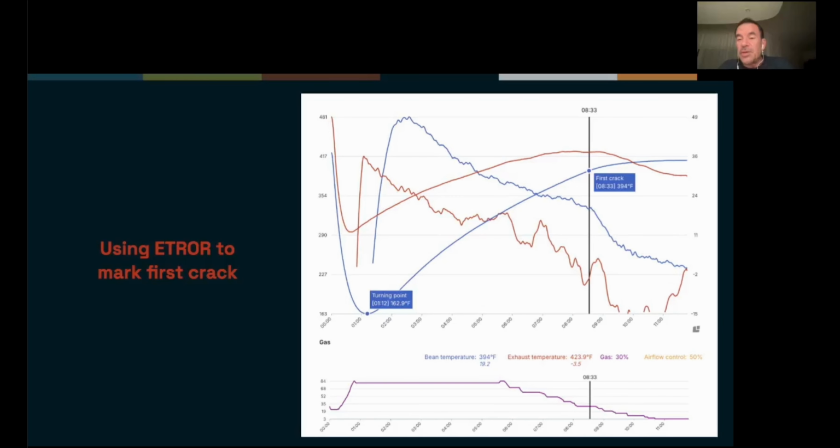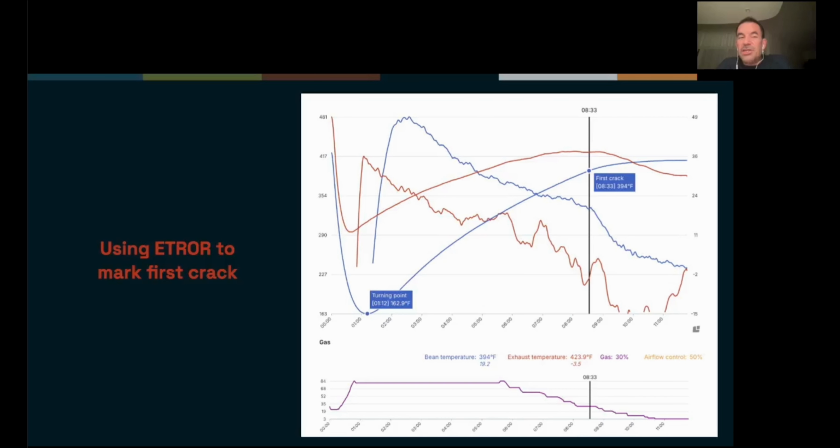So there's this temporary uptick in the environmental temperature, and that is the beginning of first crack. You can't really know when first crack will occur without having roasted some batches. You'll find most coffees crack at similar temperatures, and you can use the ETROR to be very precise about marking first crack. But let's say it's the first time you've ever roasted a coffee in a brand new machine, there's absolutely no way to know when first crack will occur until you've roasted some coffees.